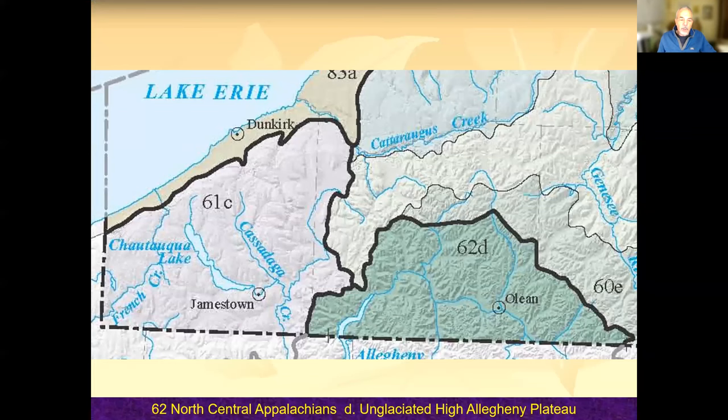Now, the last one we'll talk about today is, well, this is the second to last one, the North Central Appalachians. Remember I said this was divided between the one in the east, the Mongaup Hills, and the one in the west, which is the unglaciated High Allegheny Plateau. So this is the very mountainous plateau, which occurs in Allegany State Park mainly. And it's unglaciated. The only area of New York that's been unglaciated.